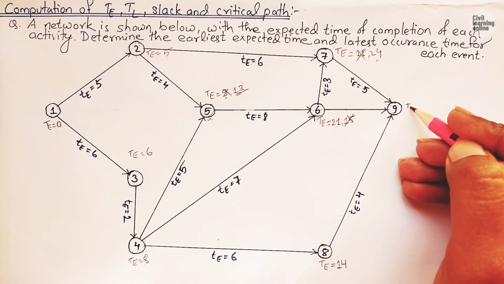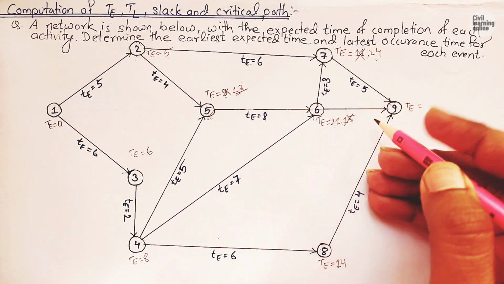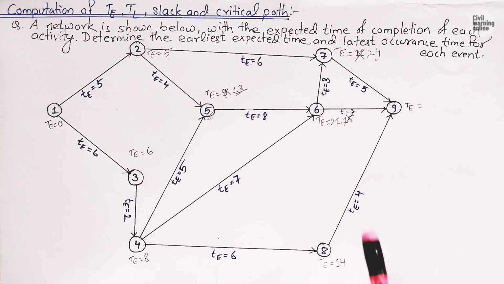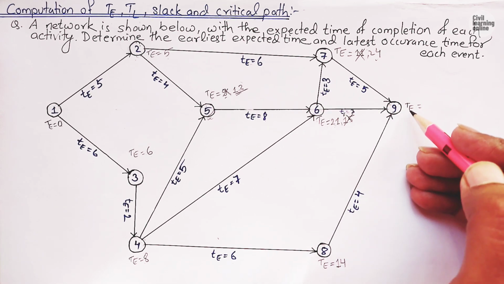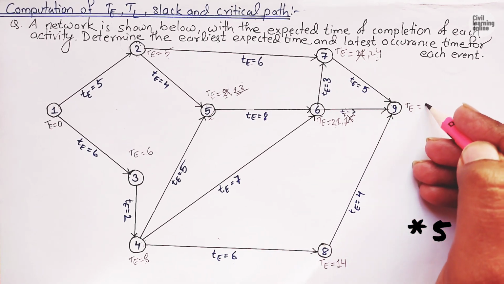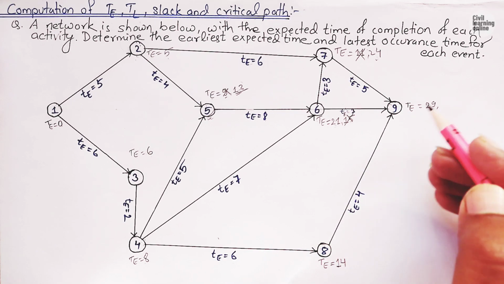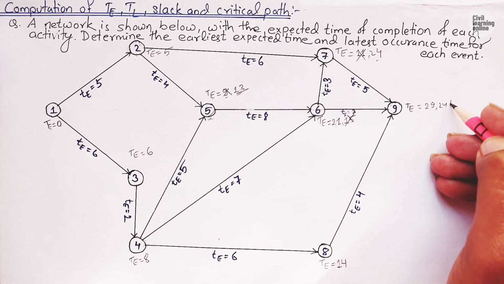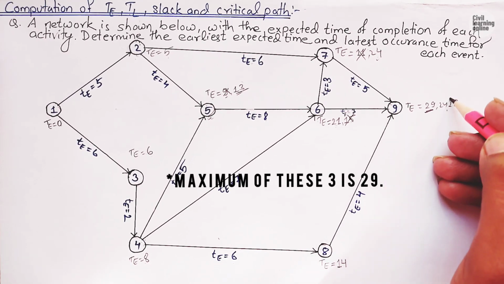Now TE of 9. So TE of 9 is going to be, I have missed providing the expected time of this event 6 to 9. So let me write it here. So expected time from event of activity 6 to 9 is 3. We need to calculate the earliest expected time of event 9. So it is going to be 24 plus 9, 29, there are 3 predecessors. So here we will have 3 earliest expected times. So 21 plus 3 is 24 and 14 plus 4 is 18, and maximum of these is 29. So the earliest expected time of event 9 is 29.